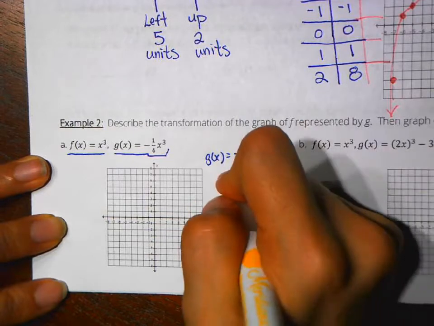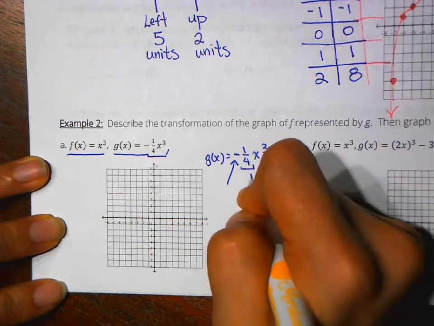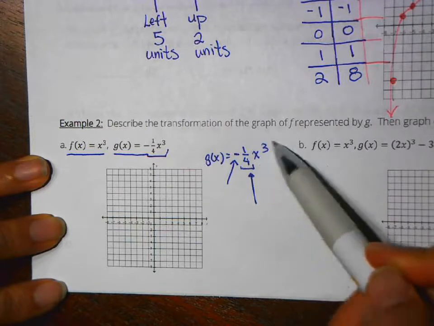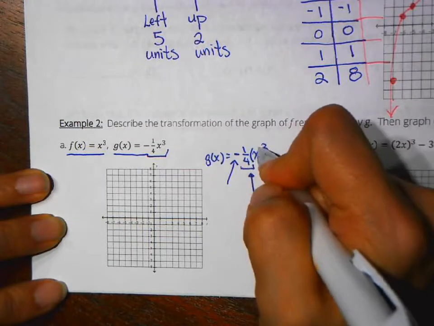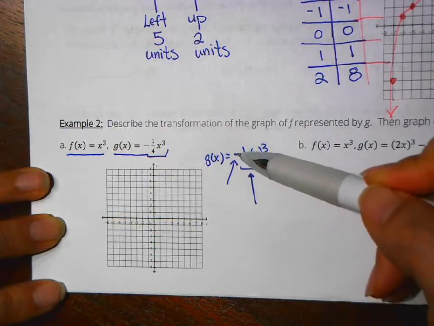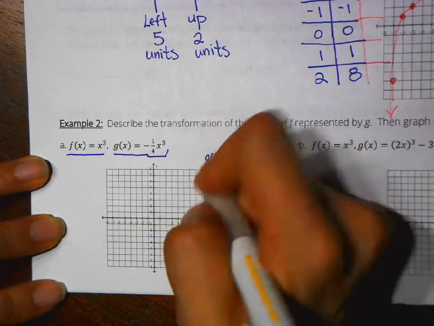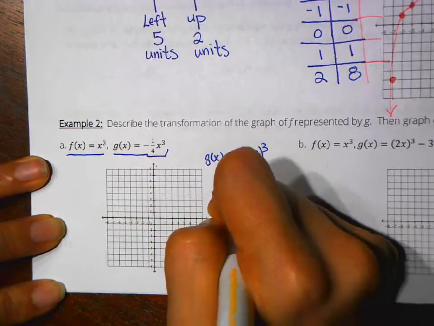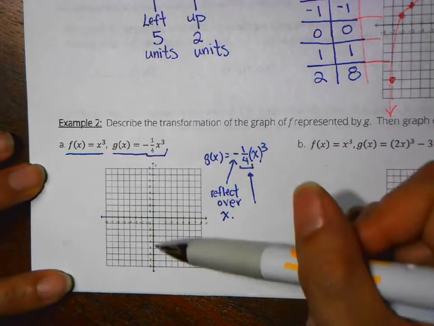Notice that there are two things that are applied to it. You have a negative right there, and you have just the 1/4. Both of these are applied to the entire x cubed, to the outside of x cubed. So both of these are vertical movements. When I multiply by a negative, it is a reflection. A vertical reflection is a reflection over the x-axis. So that's one transformation. You take a point and flip it over the x-axis.